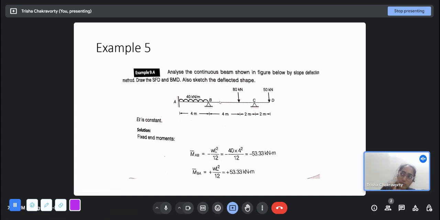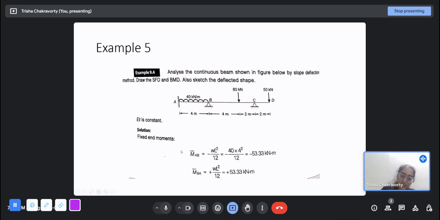So there would have been 2 into 4, that is 8 degrees of freedom. But at A, both are restrained. At B and C, the verticals are restrained. So theta B, theta C, delta D and theta D are our unknowns.